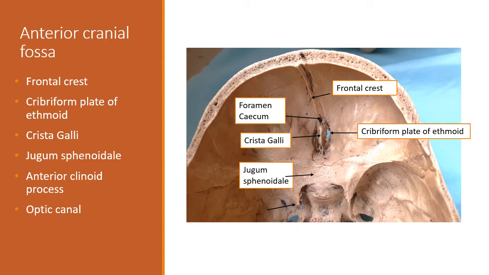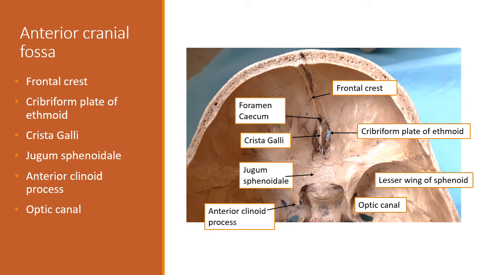This is the lesser wing of sphenoid. The two lesser wings meet here, which is called the jugum sphenoidale. The sharp margin is of the lesser wing of sphenoid. It ends by two roots. The anterior root goes here and forms the jugum sphenoidale. Between the two roots is the optic canal, and here this lesser wing ends in an anterior clinoid process. So these are the features of the anterior cranial fossa.